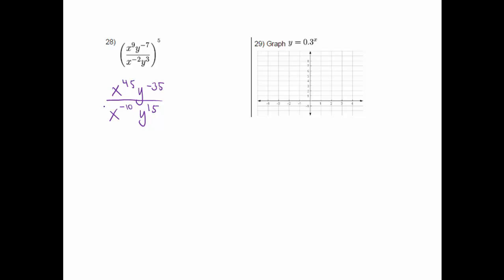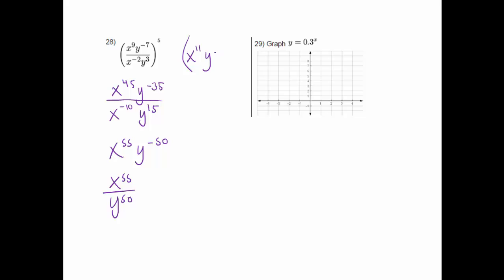Now, if there is a fraction bar, we are going to subtract. 45 minus negative 10 will actually be 55, and a negative 35 minus 15 will be negative 50. And then we're not allowed to have negative exponents, so my final answer will be x to the 55 over y to the 50.